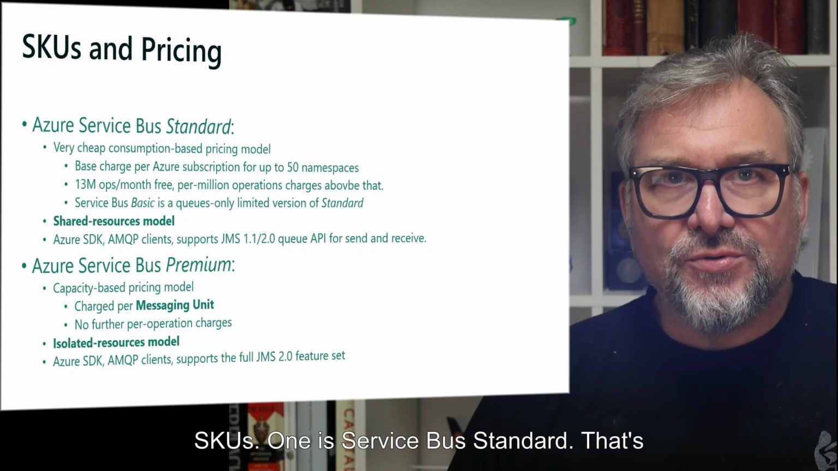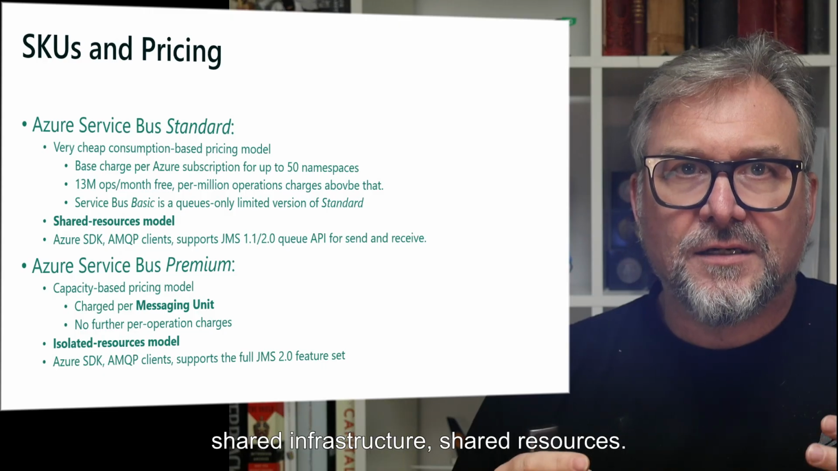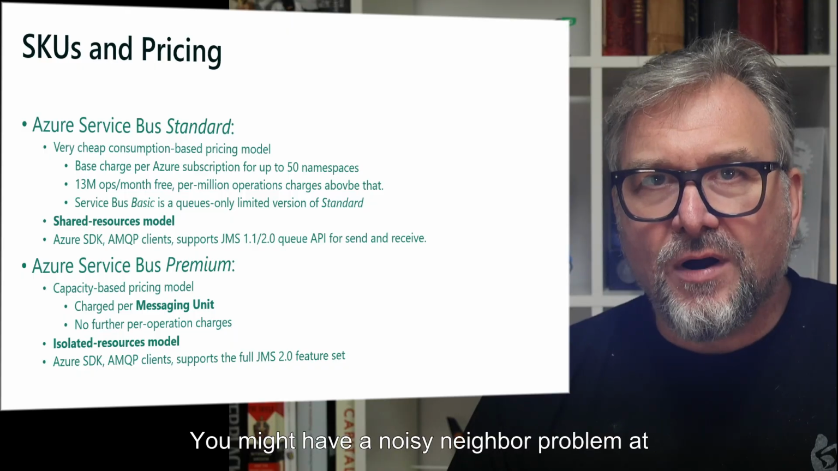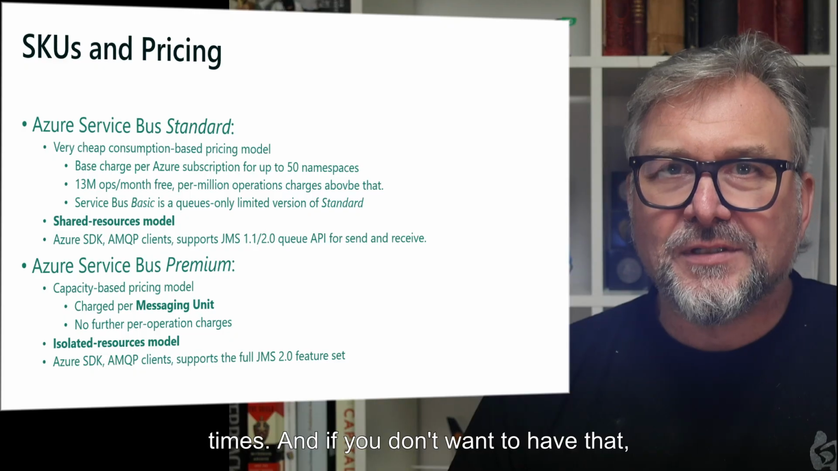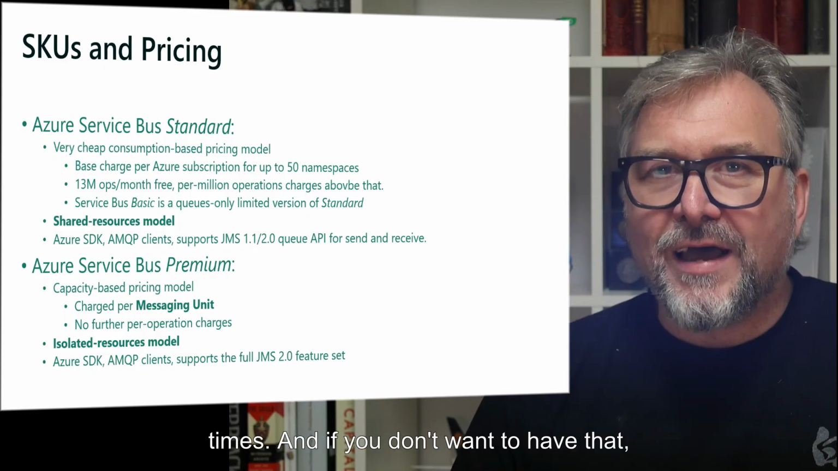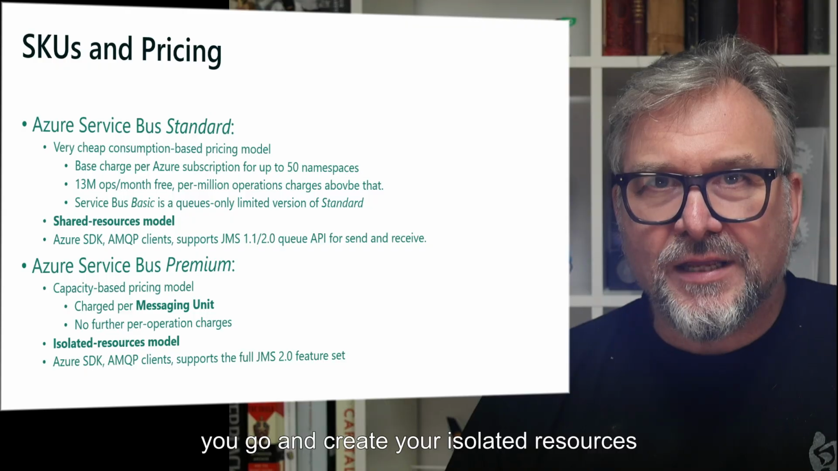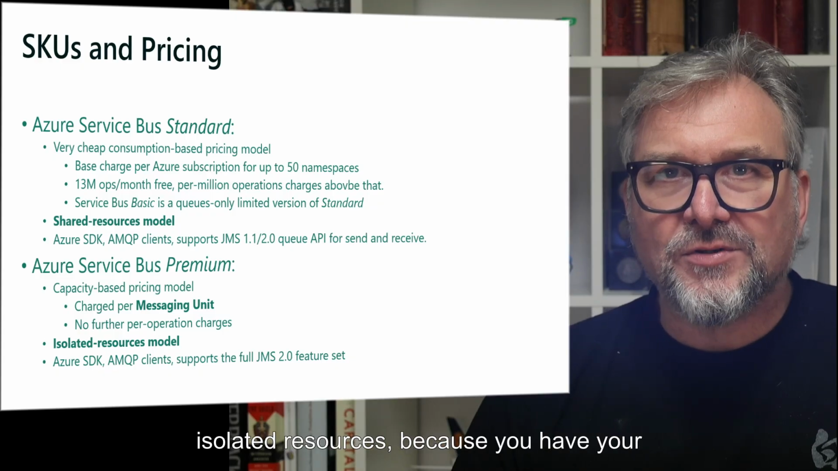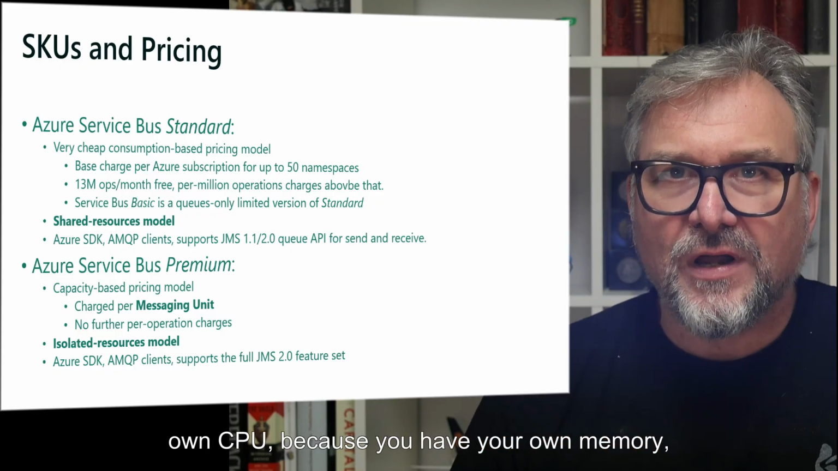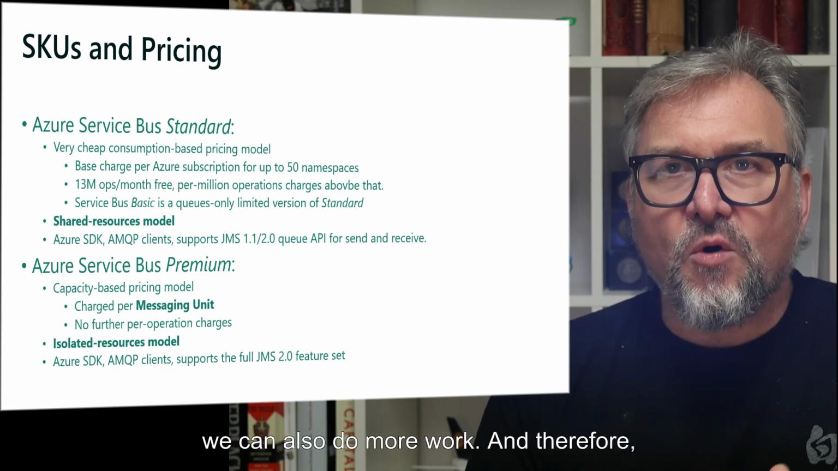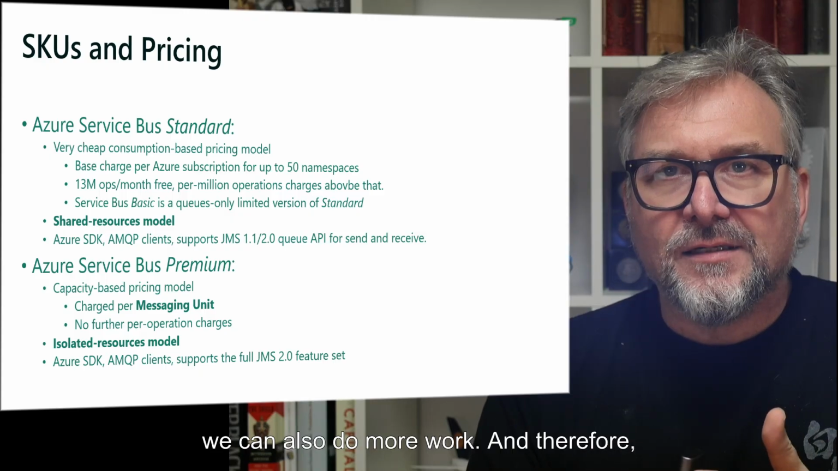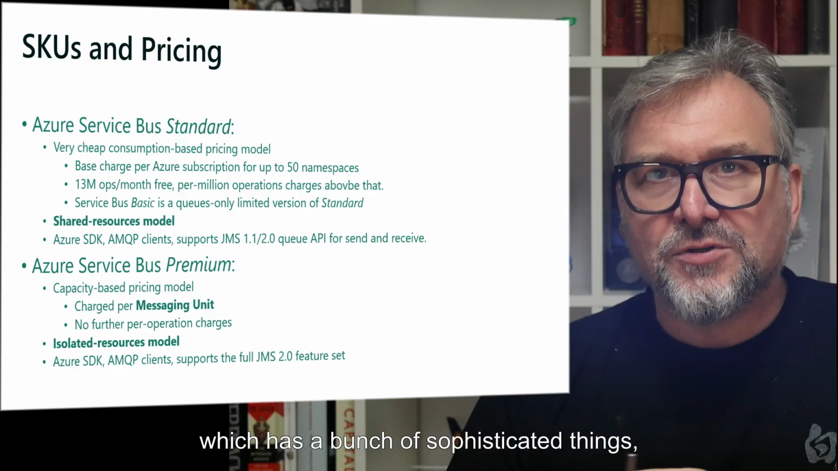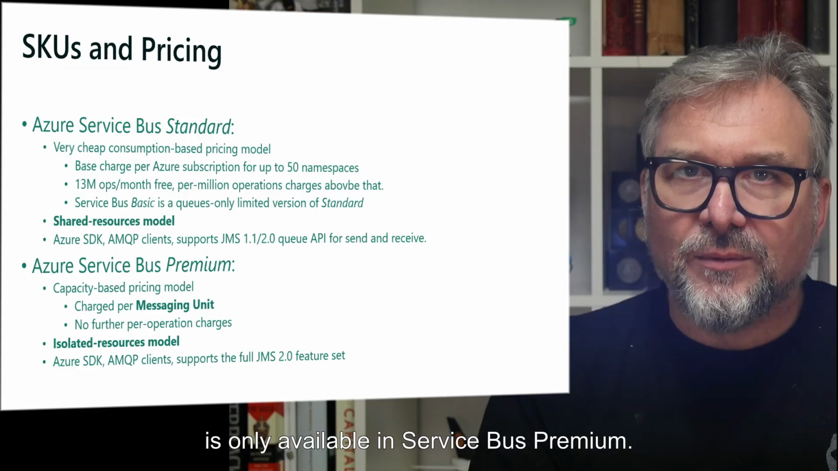There are effectively two SKUs. One is Service Bus Standard. That's shared infrastructure, shared resources. You might have a noisy neighbor problem at times. And if you don't want to have that, you create your isolated resources model, which is Service Bus Premium. And because you have your isolated resources, your own CPU, your own memory, we can also do more work. Therefore, Premium also has more features. So JMS 2, which has a bunch of sophisticated things, is only available in Service Bus Premium.